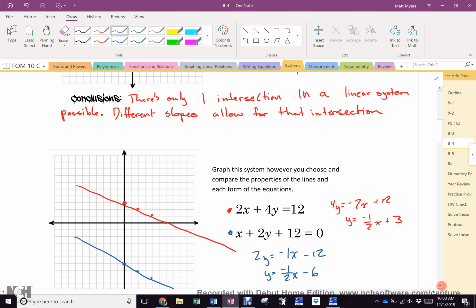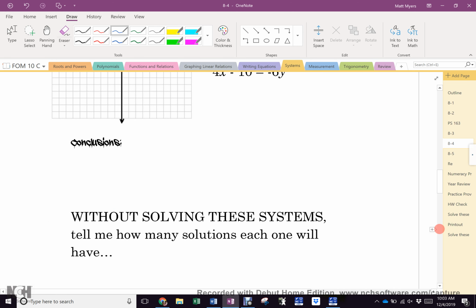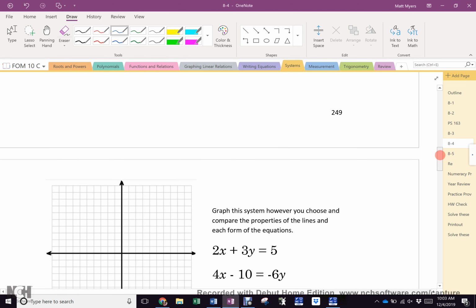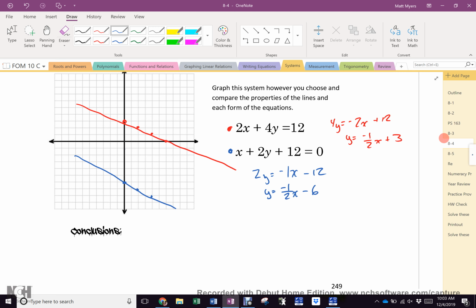What do you see? They're parallel, which means what? They don't touch. Why don't they touch? They're parallel. The slopes are the same. If I go down 7 million, I'm going to go right 14 million, aren't I? And that's going to be the same thing on the red one. They're never, ever going to touch.